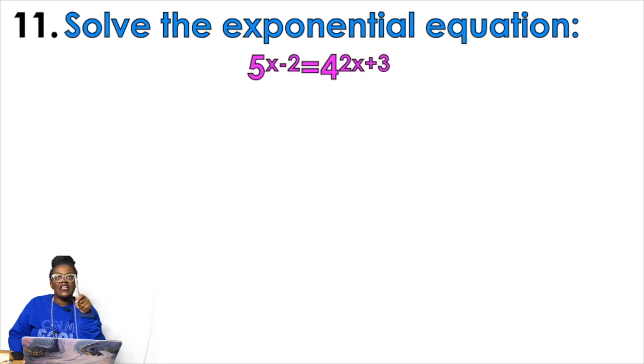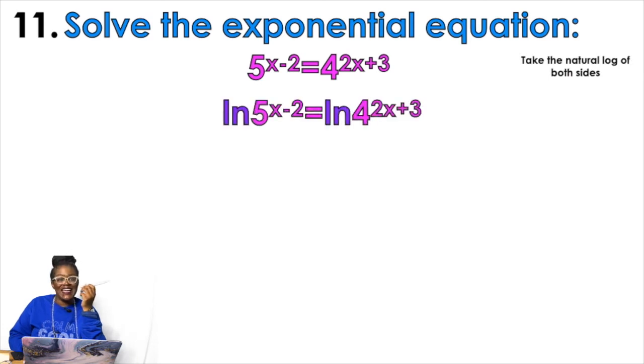All right, let's get a little crazy, because guess what? I cannot isolate my exponential term because I have an exponent on the left and an exponent on the right. So we're going to take the natural log of both sides. Ta-da! Okay, we're going to use our power rule, so we're going to move those exponents to be in the front.